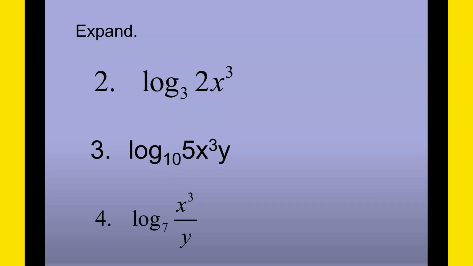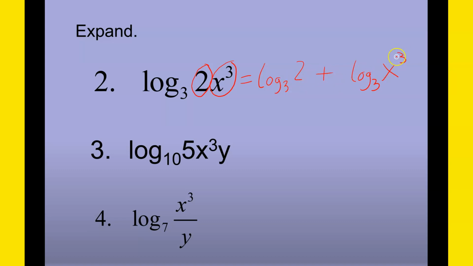All right, we're going to expand this log base 3. The 2 and the x cubed are both going to get their own separate log base 3. So when we expand this, it's going to expand to a log base 3 of 2 plus a log base 3 of x cubed. But then, so that's good. But there's one more step we can take. That was the power property. I'm sorry, that was the product property.